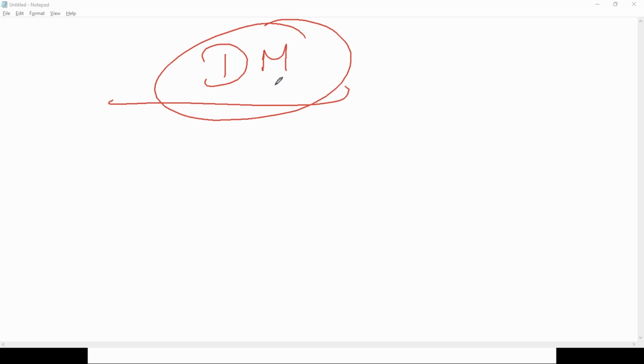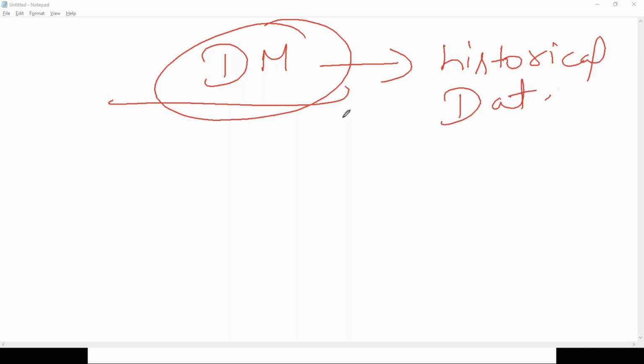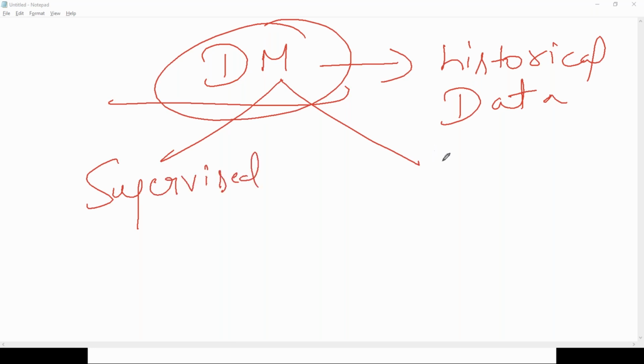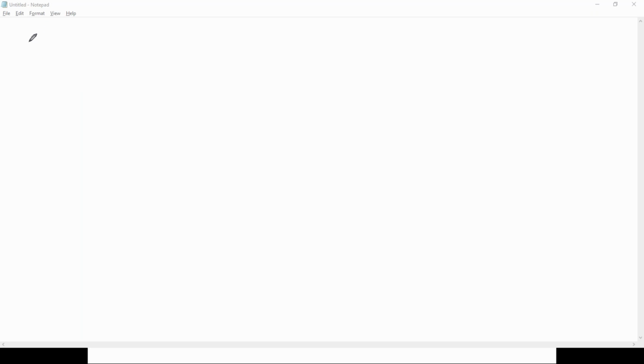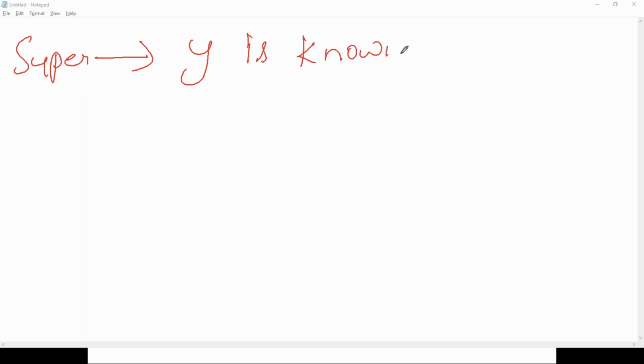Data mining always deals with your historical data. Under data mining, we have two broad classifications. One is called supervised learning, and another one is called unsupervised learning. As the name says, supervised learning doesn't mean that it has a supervisor. It says that your output variable, your y, is known beforehand.